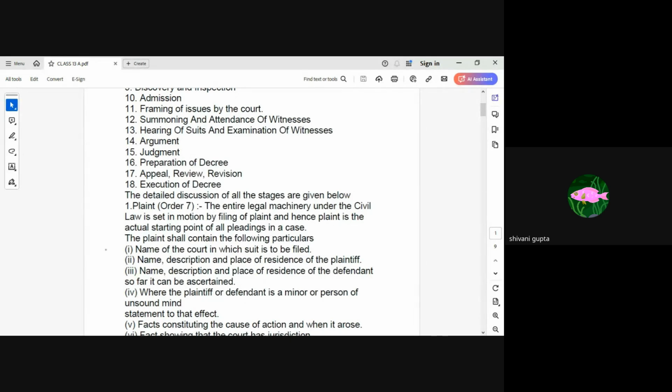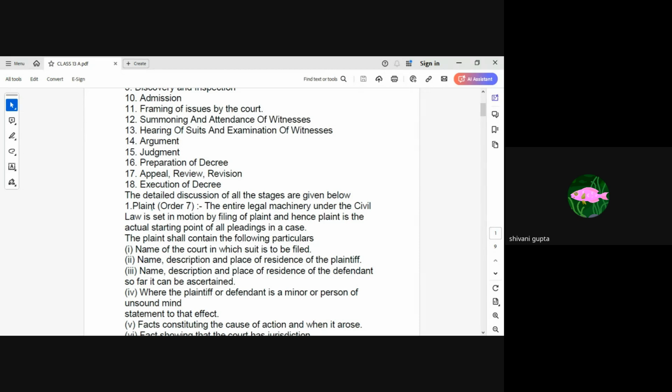Now the first step is dealing with the plaint. Plaint is discussed under Order number 7. So always keep in mind where the plaint is given. When you start drafting, the plaint is the first thing that you have to draft. The entire legal machinery under the civil law is set in motion by filing a plaint, and the plaint is the actual starting point of all the pleadings in the case.